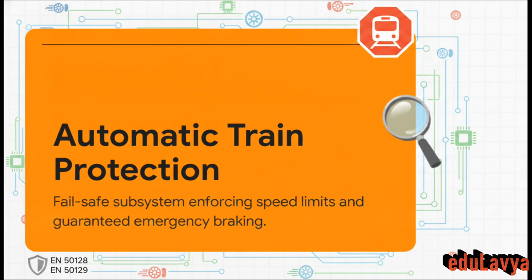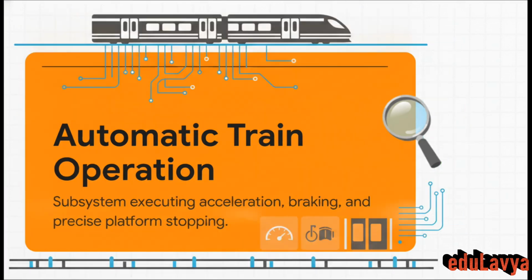Those EN 50128 and EN 50129 standards we mentioned just a minute ago are hyper-focused on making sure this specific software and hardware never, ever fail dangerously. Right alongside the ATP is Automatic Train Operation, or ATO. The ATO essentially acts as your virtual driver. It handles the actual acceleration, the cruising, and the incredibly precise stopping at station platforms.